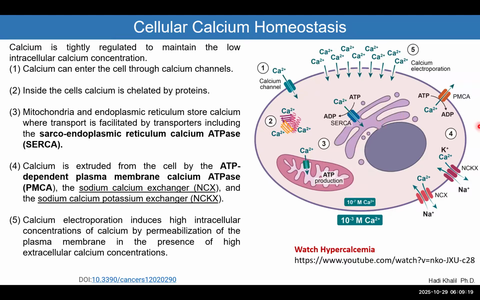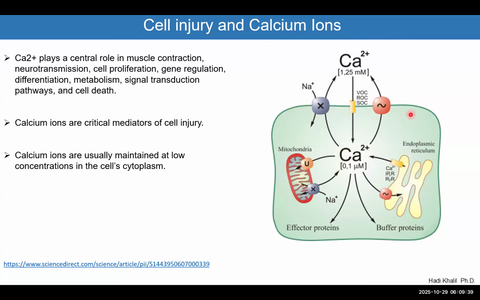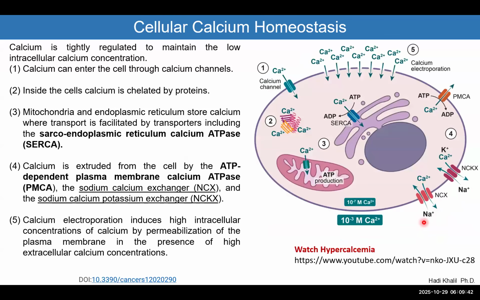Okay. Now, let's imagine that we have enough ATP and we have enough calcium, but now we need to exchange this calcium. So what do we do? These are the two aspects that are not well explained in this slide here. We will have the sodium calcium exchanger and the sodium potassium exchanger. And so the sodium calcium exchanger and the sodium calcium potassium exchanger will pump calcium outside of the cell.